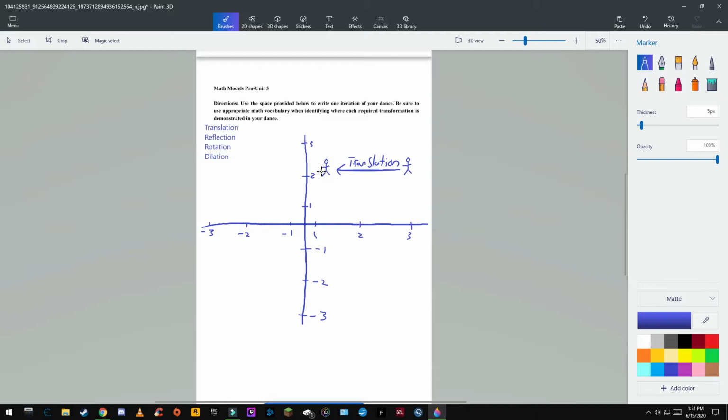Let's say he turns to his right, like he turns around. That would kind of be like a reflection. So if he turns to his right and he reflects, he would now be on this side of the axis, right? And so he would go from 1 to -1 and reflect across, and he would kind of look something like this, right? Because he would reflect his body.